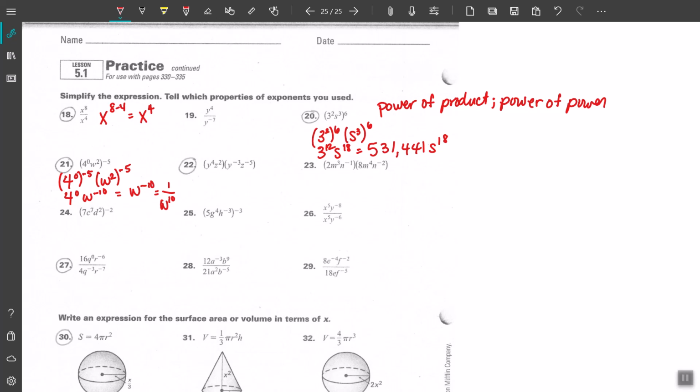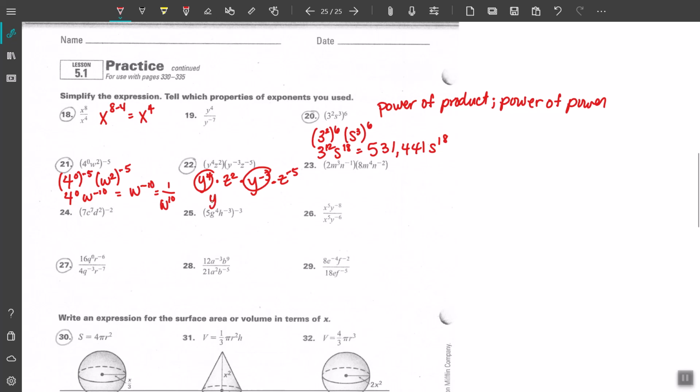Now, number 22, it looks a little bit different, but it's the same thing that we've been doing with product of powers, but they just have it organized a little bit, so it makes it a little bit harder to see. But really what we have going on here is y to the 4th times z squared times y to the negative 3rd times z to the negative 5th. They've got parentheses around those expressions, but we don't need them because everything is being multiplied together. When this happens, you can see that we have like terms here and here. They have the same base.